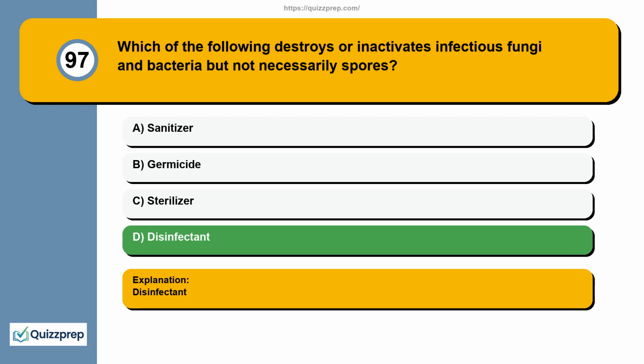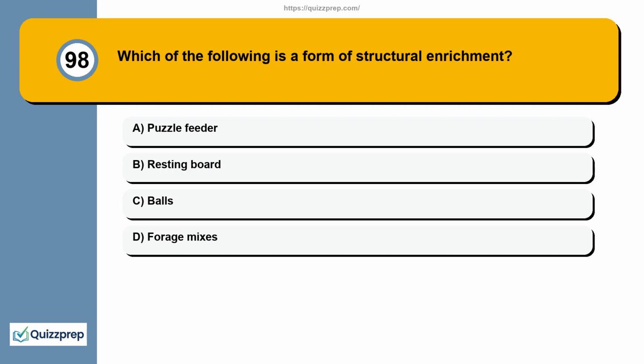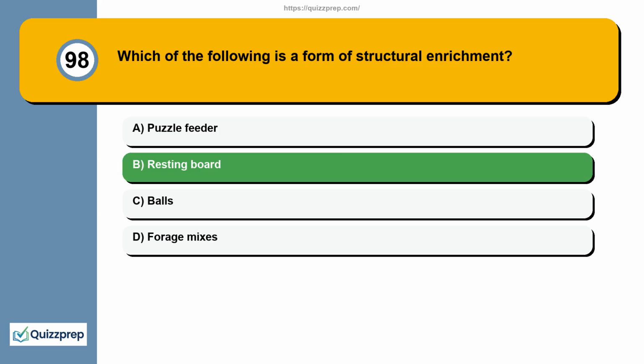Question 98. Which of the following is a form of structural enrichment? Option A, puzzle feeder. Option B, resting board. Option C, balls. Option D, forage mixes. The correct answer is option B, resting board.